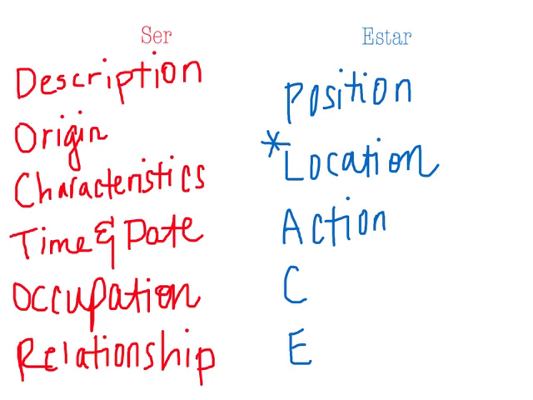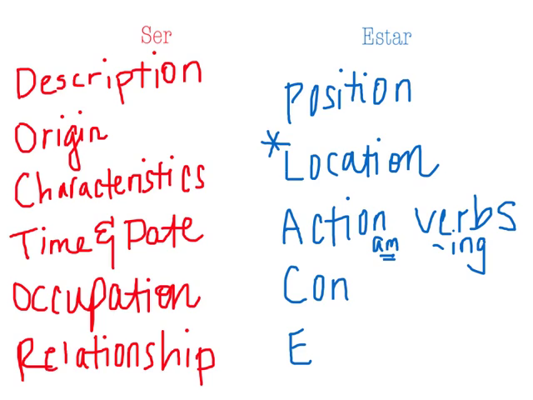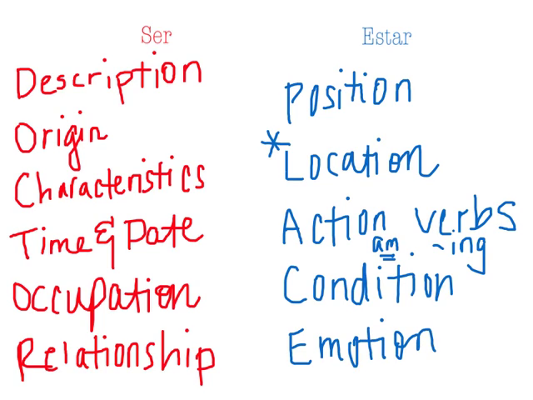A is for action verbs. This is something that we're going to learn next chapter, so don't sweat it. But basically this is ing. Like when we say I am running, that am is going to come from estar. And then the last two are how you feel. Condition, like I'm tired or I'm sick. And emotion, I'm happy or sad or surprised.